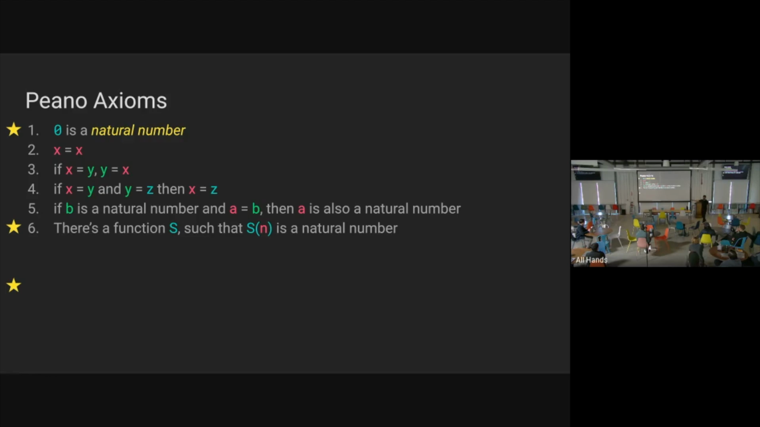This is an interesting one. We define this function s such that s of n is a natural number. S is like a successor function. That's what it literally stands for. And so now we have a way of going from 0 to producing the successor of 0 with this function. So s of 0 is the successor of 0, and s of 0 is also a natural number.